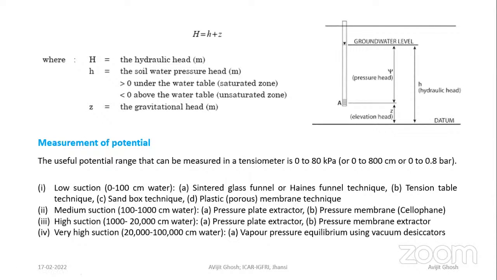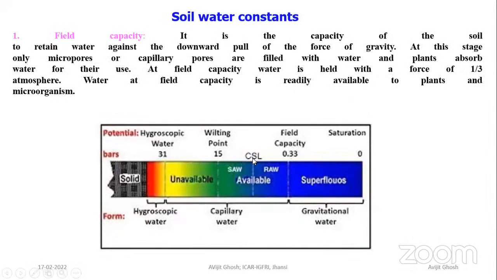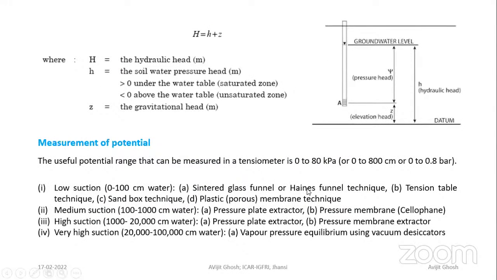First, we can measure this potential using a simple tensiometer up to the range of 0 to 0.8 bar. For other ranges, we use different techniques. For low suction, like 0 to 100 centimeter of water, that is up to 1 bar, we can use a sintered glass funnel or Haines jump technique, or tension table technique, or sandbox technique, or plastic membrane technique.